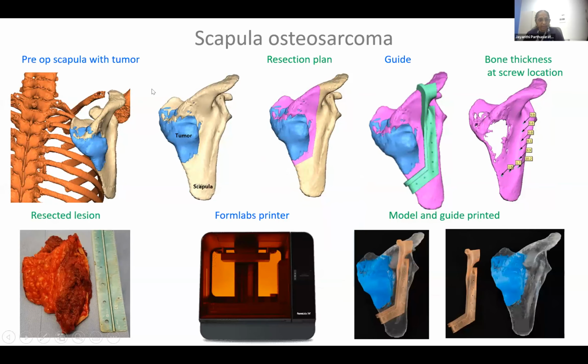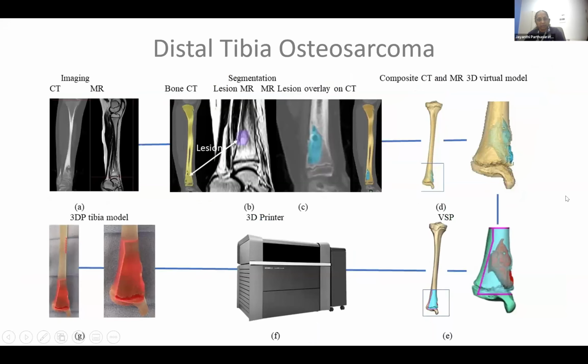This was our very first case with this surgeon. And so he actually asked for a scapular model. And then I suggested, from previous experience, that we could do virtual surgical planning, and then we could make some guides for him. And we could also map the bone thickness over there, so he could have the inventory of the screws to be placed right before the surgery. And this was printed on the Formlabs printer. Here is the post-op resection.